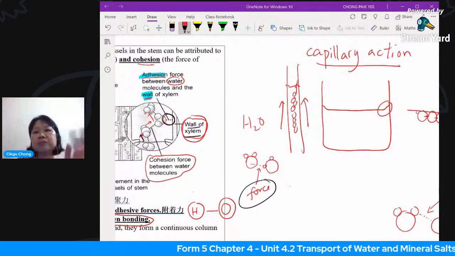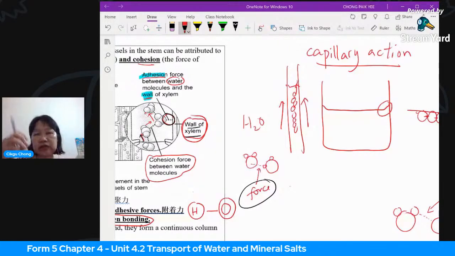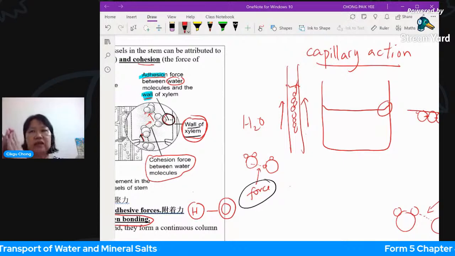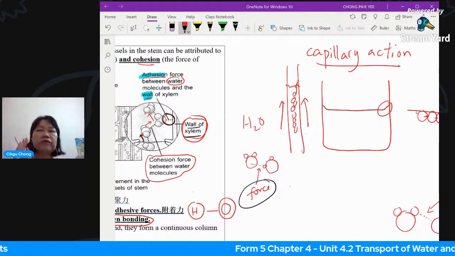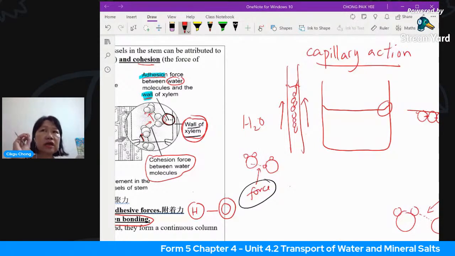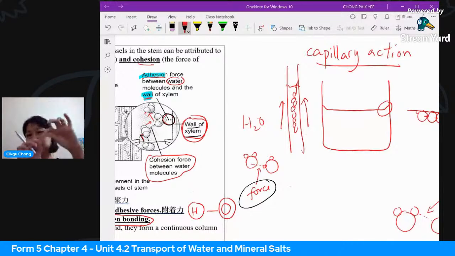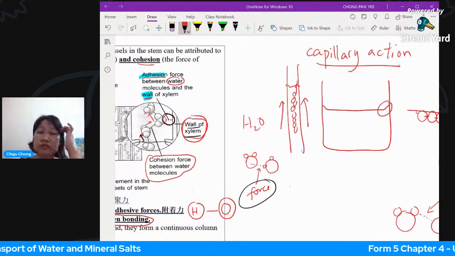Capillary action is caused by two forces: adhesion and cohesion. So 水拉水, water pulls water, and water is also pulled to the side here. So it's not going to drop. Water is not easy to drop. Even though the plant is very tall, it's not easy for the water to drop down, because of the high tension and also because of the forces here.